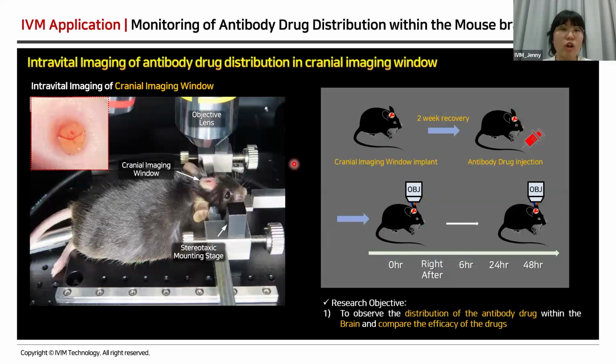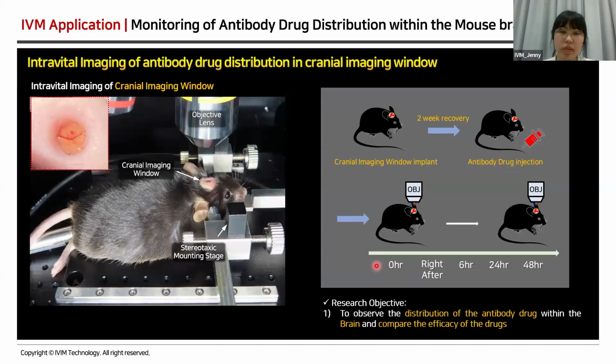And in the next experiment, two groups of mice were each injected with a different antibody drug, and the distribution patterns were observed in real time to compare the uptake of the two antibody drugs within the brain. So first, a cranial imaging window was implanted into the mice, which was followed by a 2-week recovery period. Then the mice were divided again into two groups, and each group was intravenously injected with a different antibody drug.